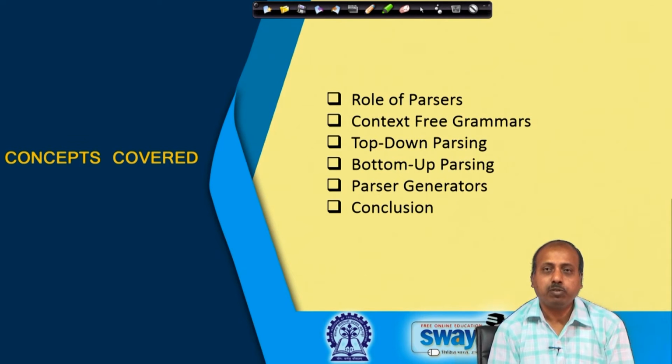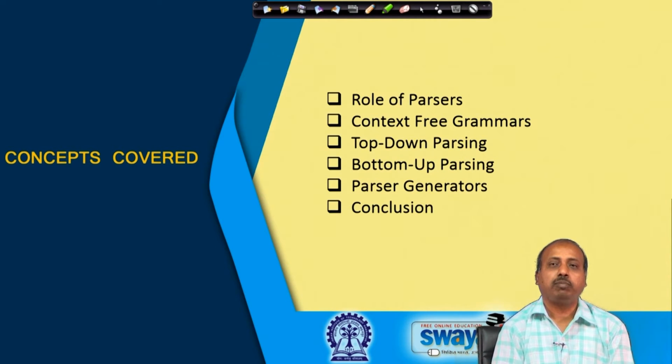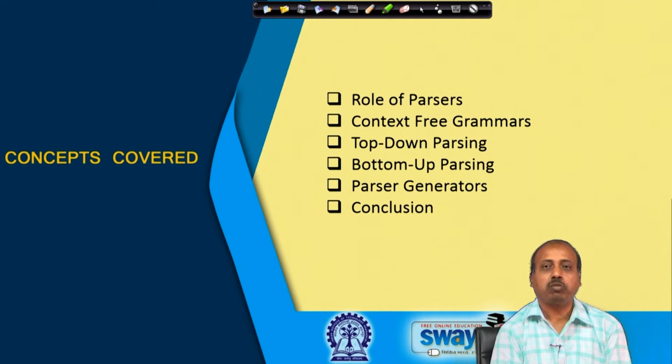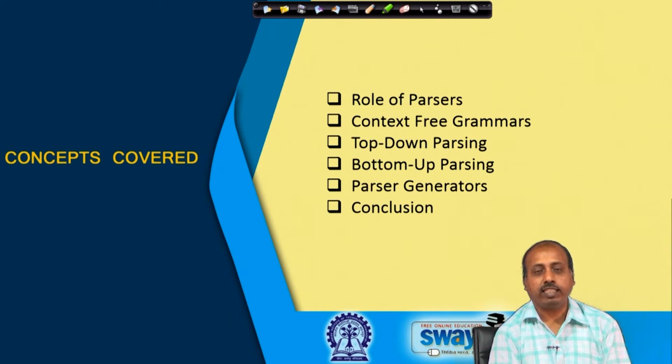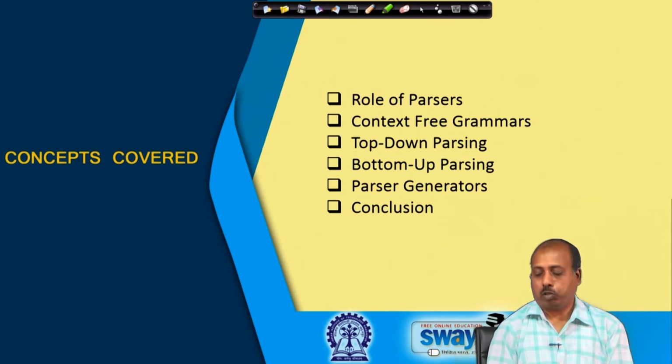Then there are different types of grammars. We will be discussing mostly context free grammars, because most of the programming language constructs can be specified by means of context free grammars. After introducing these grammars, we will look into two classes of parsing technique. The first class is known as top down parsing, and the second class is known as bottom up parsing.